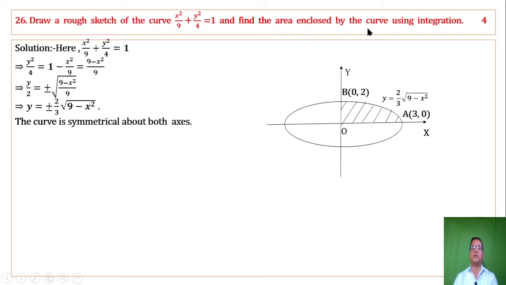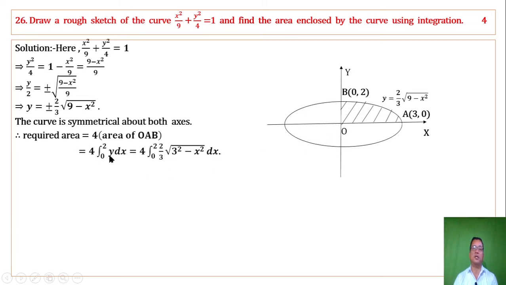Find the area enclosed by the curve using integration. There are four identical portions. Therefore, required area is 4 times area of OAB, the area of this shaded region. 4 times the area of this shaded region gives the area of this closed curve, that is ellipse, and whose integration is y dx from 0 to 3. This is x-axis, 0 to 3.